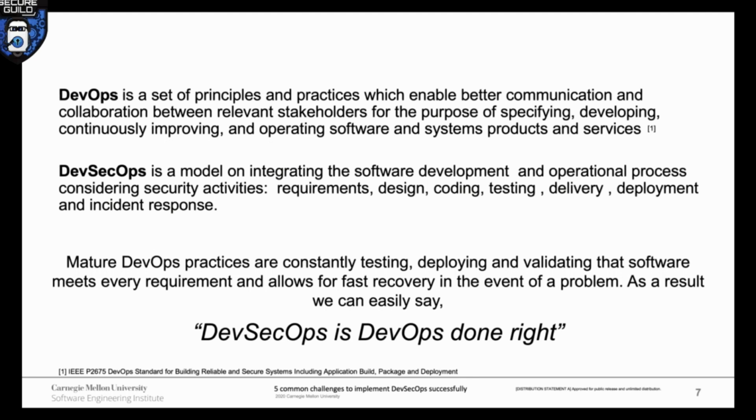Based on the DevSecOps community survey that we did this year, we found that mature DevOps organizations are able to deploy secure applications much better than non-DevOps organizations. They are able to integrate any type of security automation and activities into their DevOps process. So easily we can say that DevSecOps is DevOps done right.